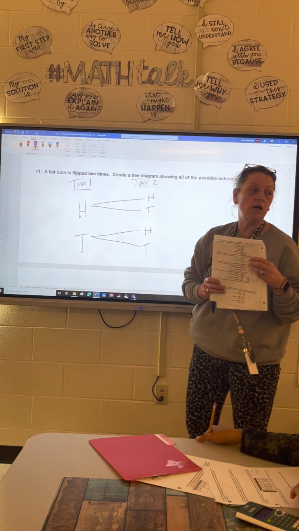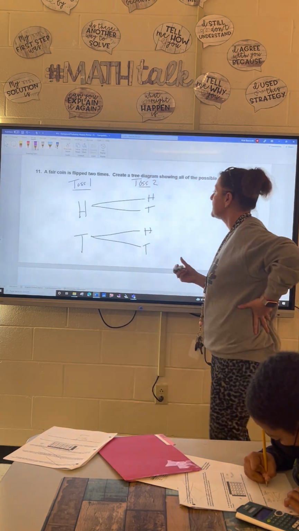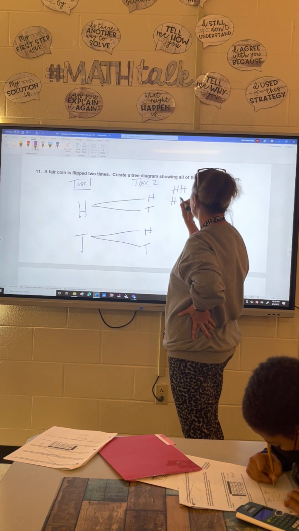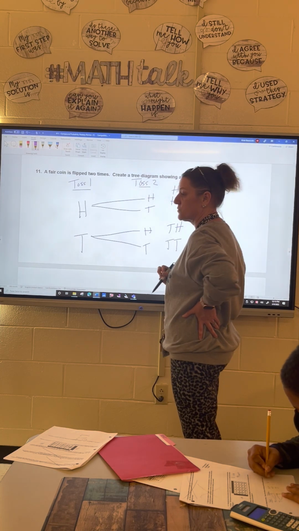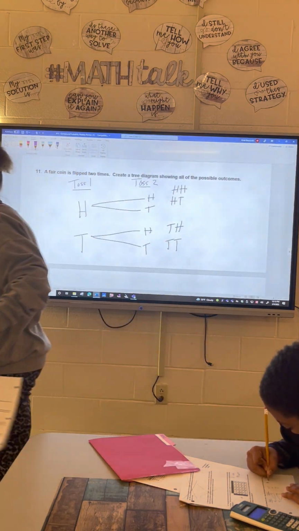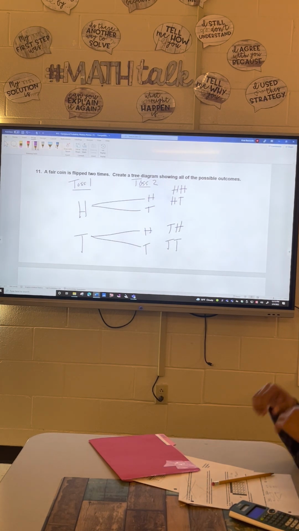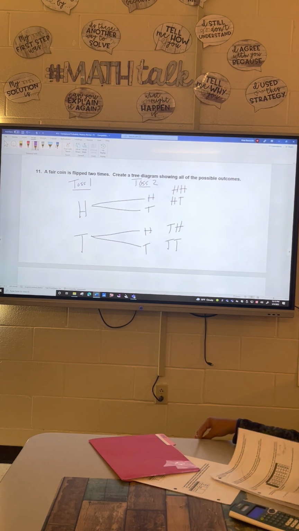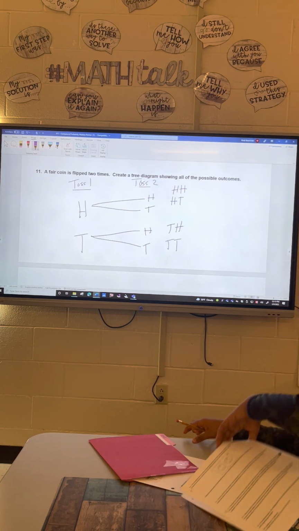But let's write our outcomes. Let's write our combinations just so that we can practice that. We could get a heads, heads. We could get a heads, tails. We can get a tails, heads, or a tails, tails. That is all there is to it. I mean, that is tree diagrams. And what you're doing right here with these tree diagrams is everything you need to know. Okay?